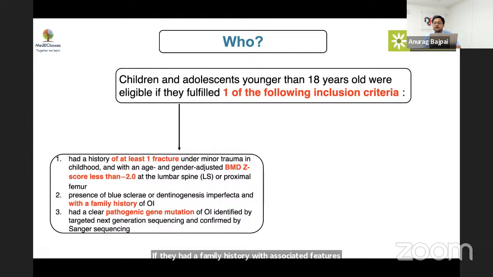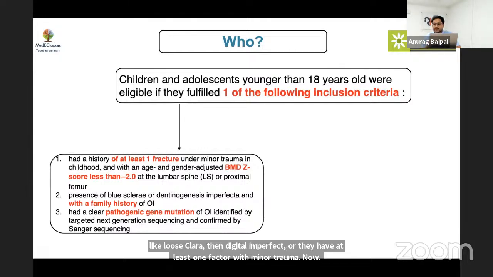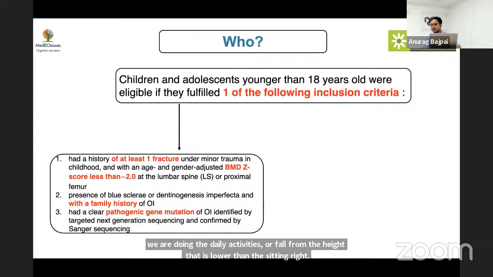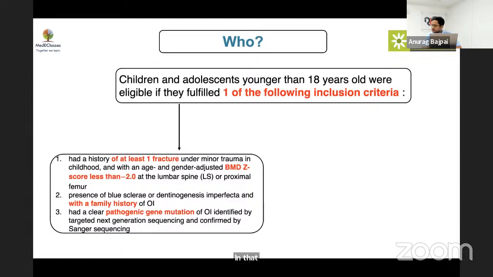minor trauma. Now, they have described this minor trauma as a fracture while doing daily activities or a fall from a height lower than the sitting height. In that scenario, these children have been included in this study. What it means is that even if they have just one fracture and their Z score is less than -2, you will assume that they have osteogenesis imperfecta.